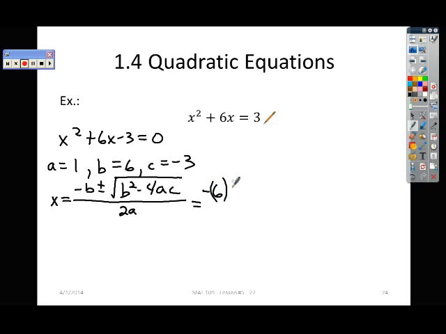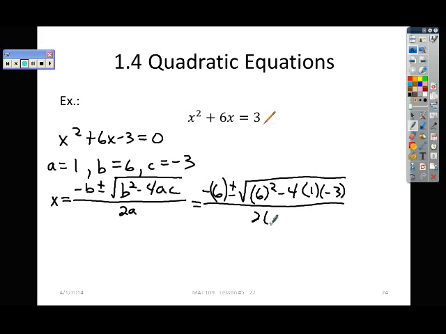And then I have plus or minus the square root of, and then I have b squared. Well, b is 6, minus 4a. A is 1. C is minus 3. And that's all over 2 times A. A is 1. And there are my numbers. Notice I was using parentheses around each of the things I substituted in.